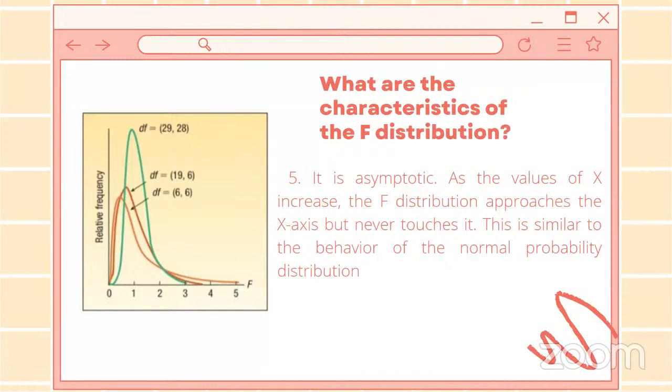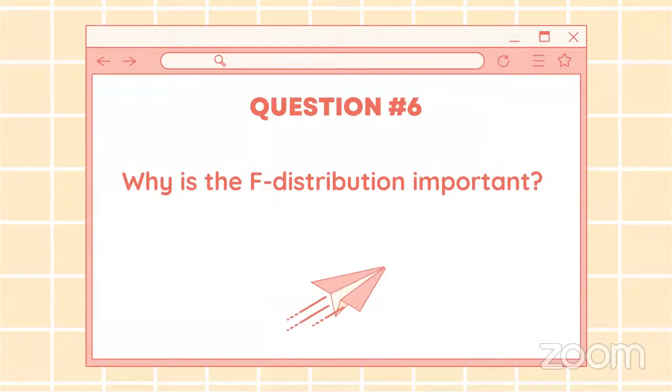Number five, it is asymptotic. As the values of x increase, the F distribution approaches the x-axis but never touches it. This is similar to the behavior of the normal probability distribution. Question number 6. Why is the F distribution important?